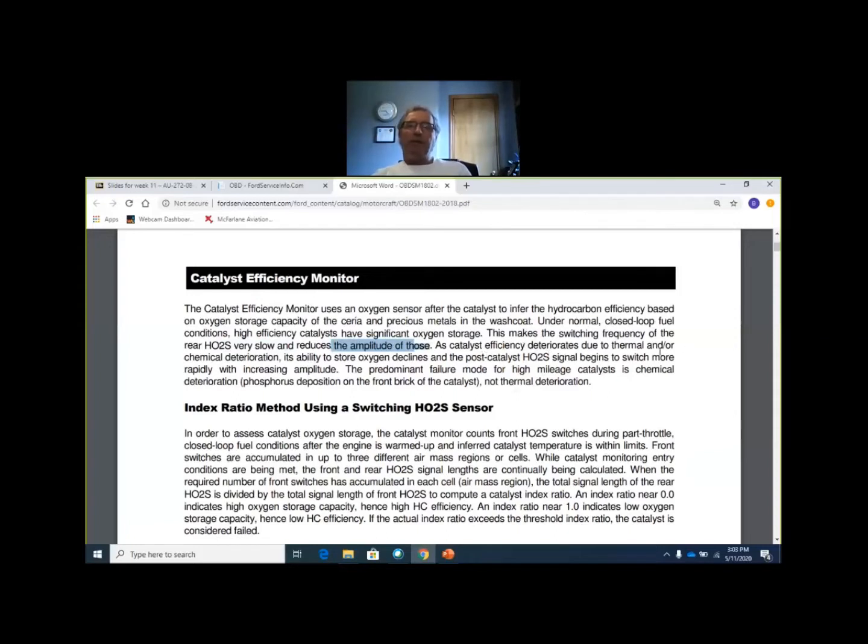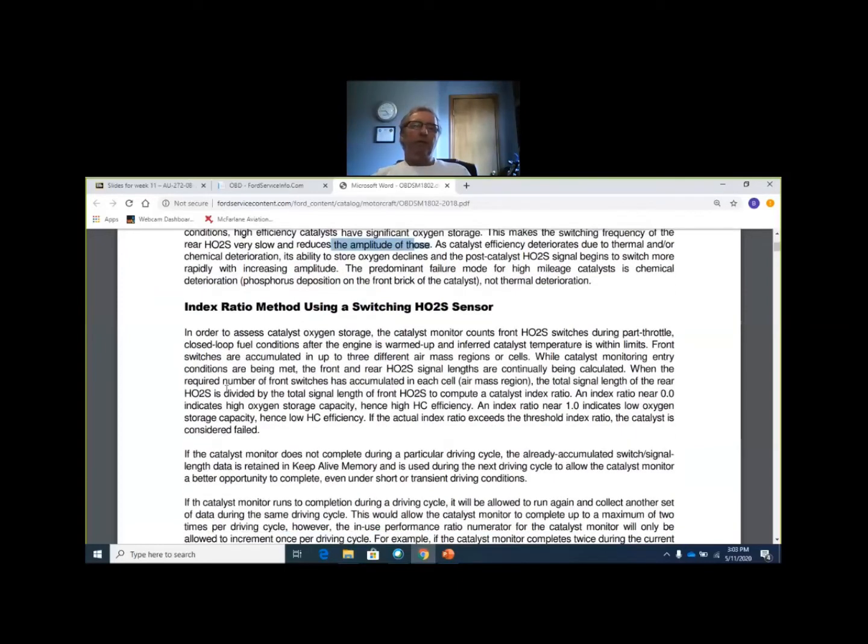As catalyst efficiency deteriorates due to thermal and or chemical deterioration, its ability to store oxygen declines, and the post-catalyst oxygen sensor signal begins to switch more rapidly and with increasing amplitude. So the predominant failure mode for high mileage catalysts is chemical deterioration, not thermal deterioration. So it talks about several different methods.